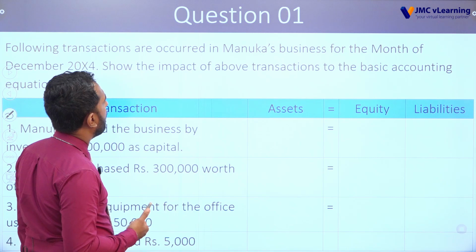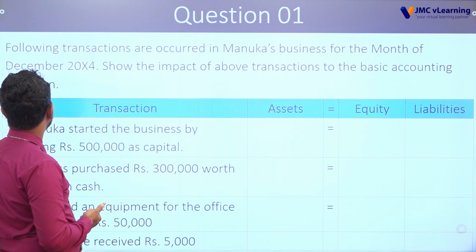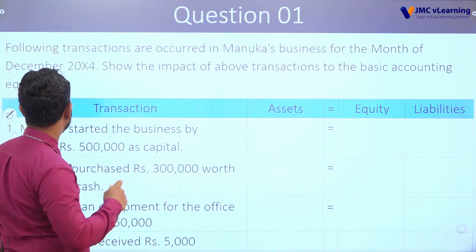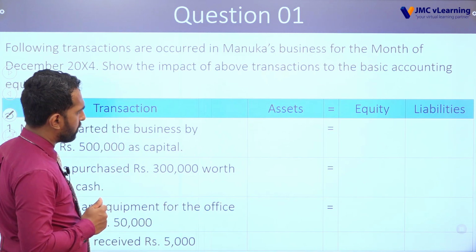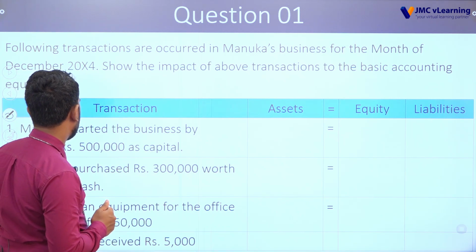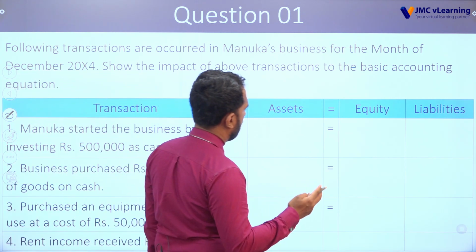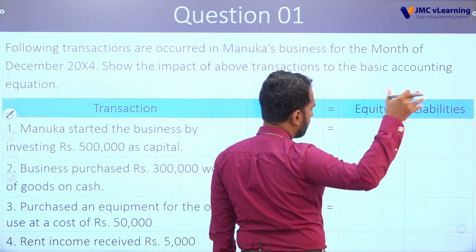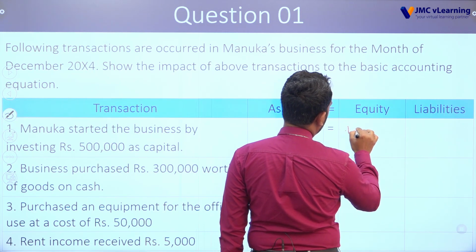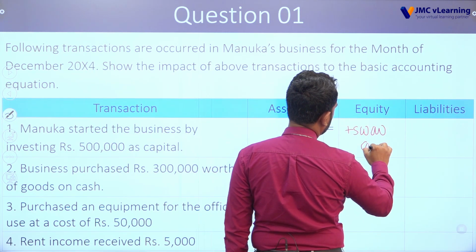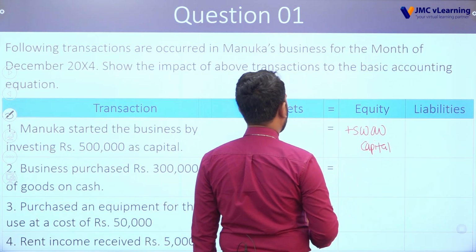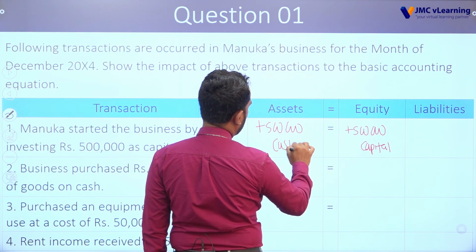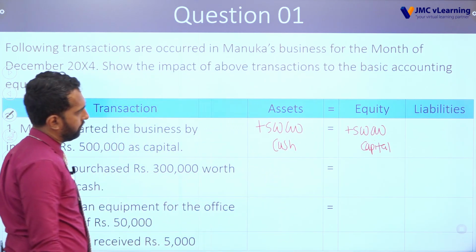The following transactions occurred in Manuka's business for the month of December 2024. Show the impact of the above transactions on the basic accounting equation. Right, let's see. Manuka started the business by investing 500,000 as capital. When you are investing in the business, it has an internal commitment obligation to the owner, so the equity capital will increase by 500,000. And that 500,000 is an asset, no? It's a cash balance. So the 500,000 cash will be increased.